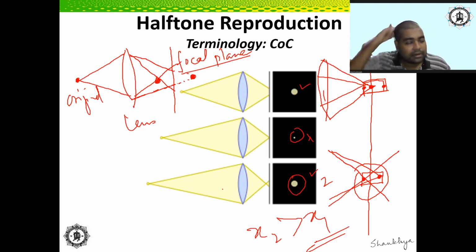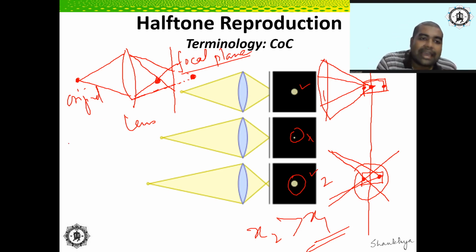So when you are reducing the aperture, that means you are increasing the f number. So as soon as I am saying aperture, then the concept of f number comes back. As soon as you are decreasing the aperture, that means you are increasing the f number.